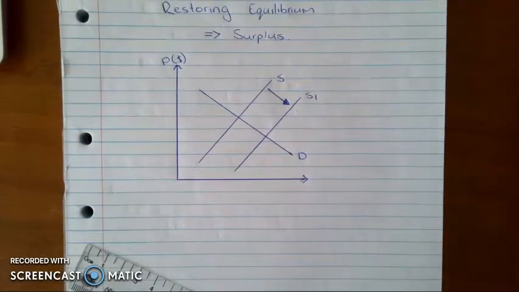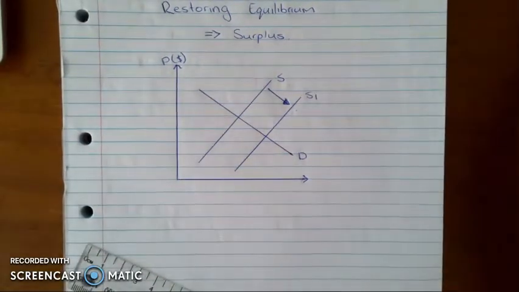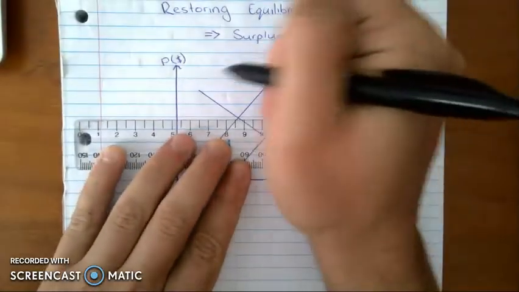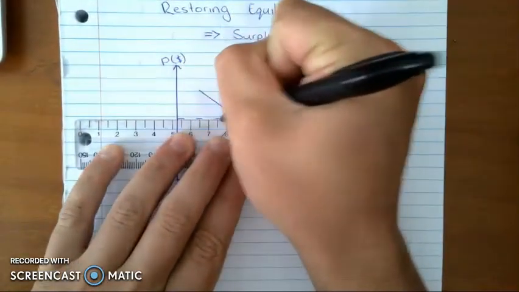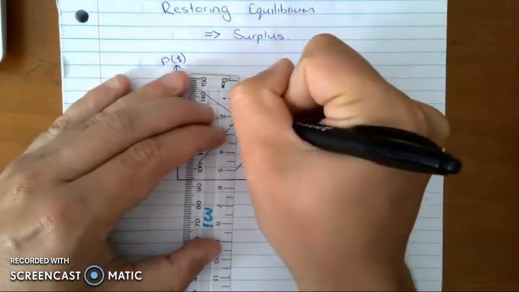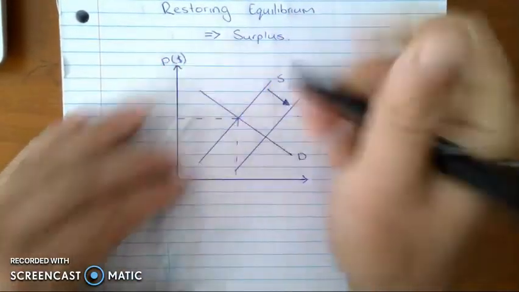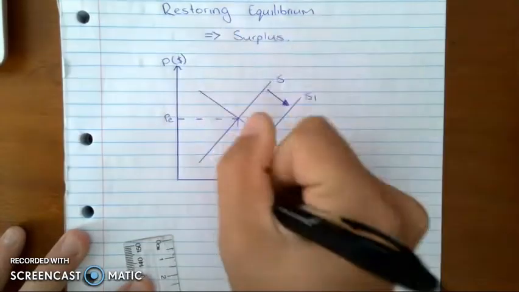So gents, this is a video on restoring equilibrium when there's a surplus. So where we start is, remember, every single time we have to label our equilibrium point. So once we get the equilibrium point down, we can label those PE and QE.